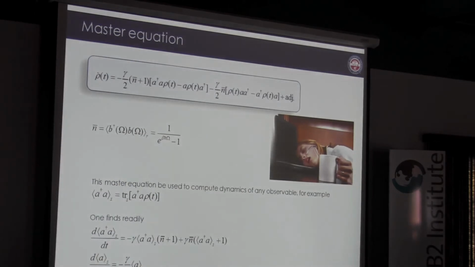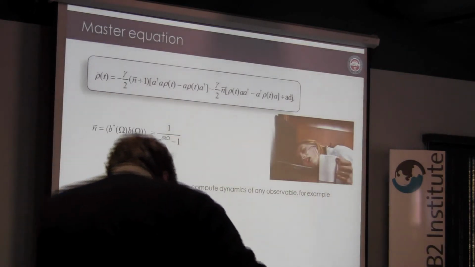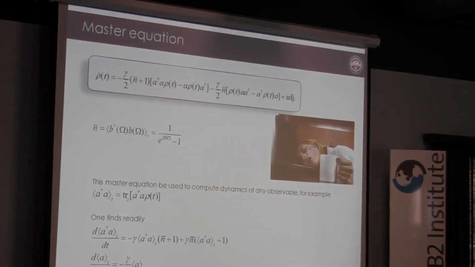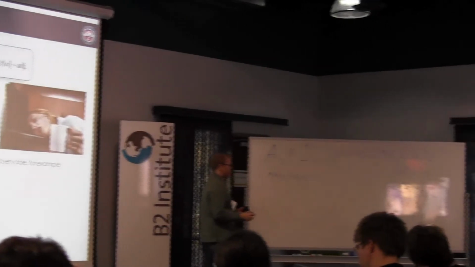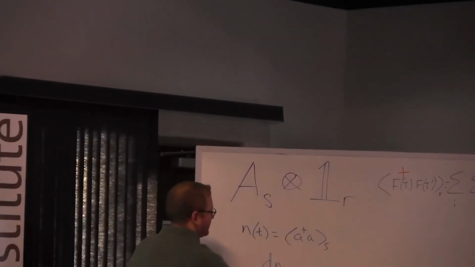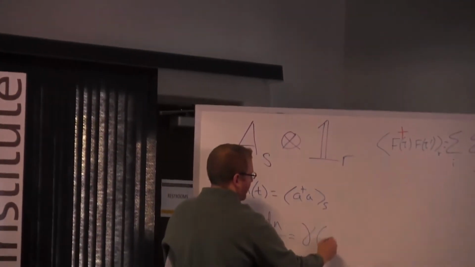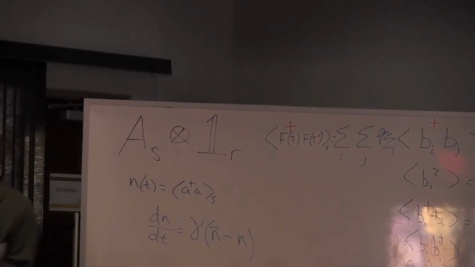This simplifies down, actually. If I call n of t the expectation value of the number operator, then I have dn/dt equal to gamma times (n bar minus n). There's no additional manipulation necessary. That's just simplifying this down a little bit.